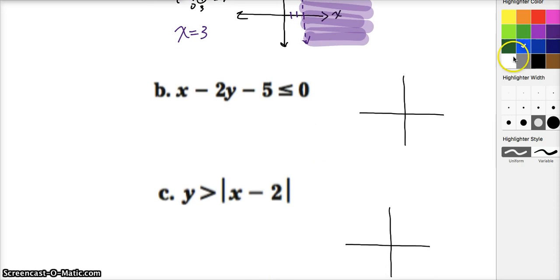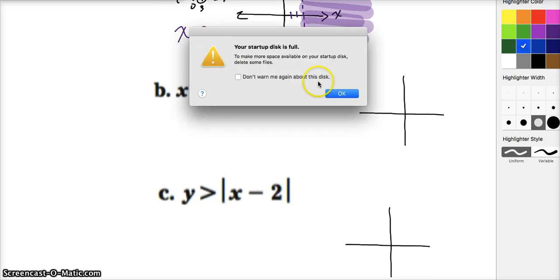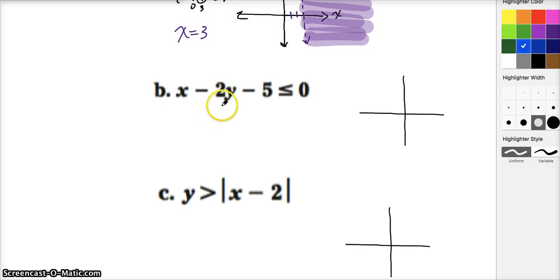This next one we're going to do in blue. The first thing I would do here is solve for y. I'm going to get y by itself. So what I'll do is move everything except the y term to one side, and then move everything else back, all right?